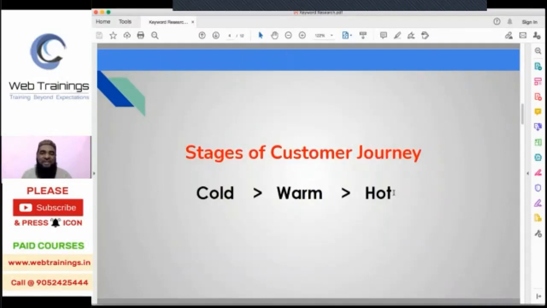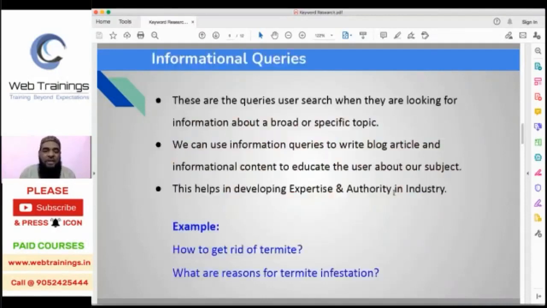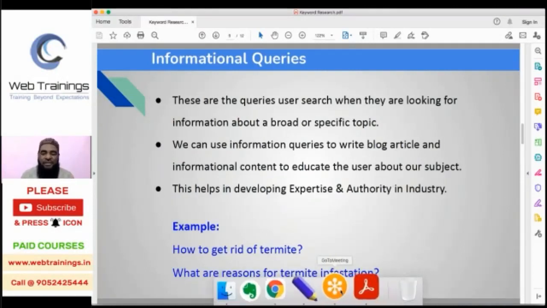All right, so in these 3 sections, the queries are basically divided into 3 types. The queries can be divided into how many types? 3 types of queries we can define.